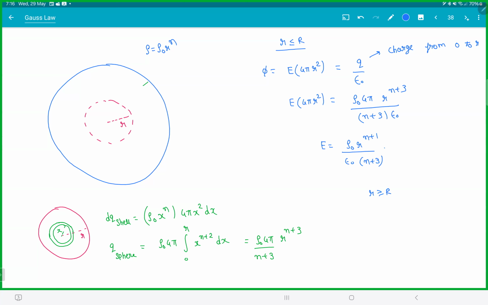For r greater than capital R, even though the charge is variable, the total charge of the sphere is constant. E into 4 pi r square would be the total charge, which is rho naught 4 pi R power n plus 3 by n plus 3 epsilon. The field will be rho naught R power n plus 3 by n plus 3 epsilon small r square. Check.